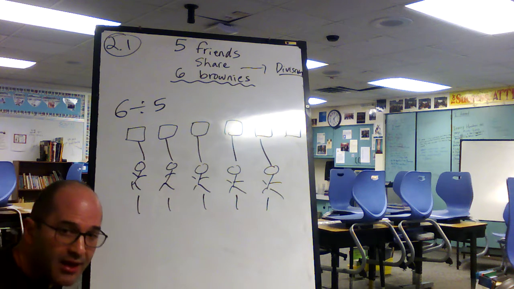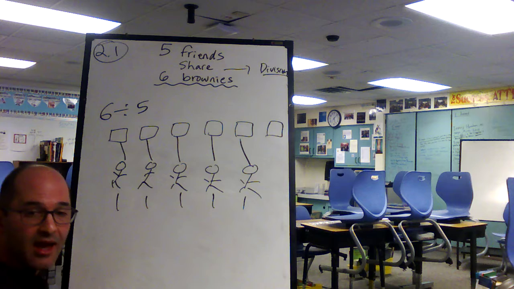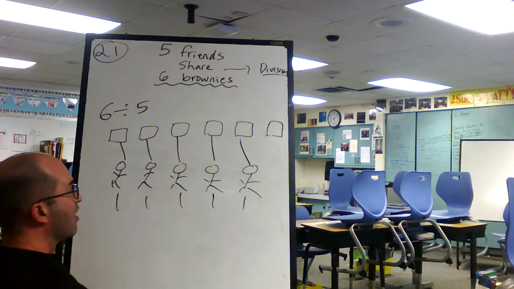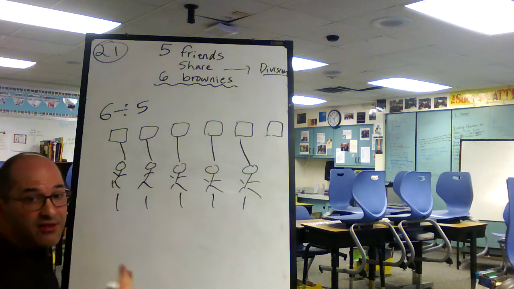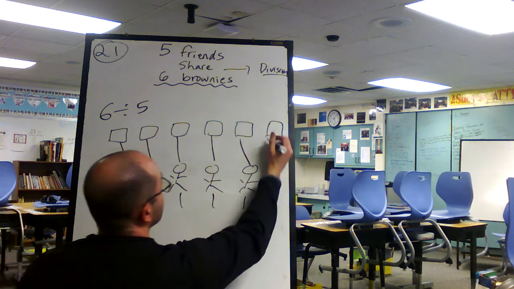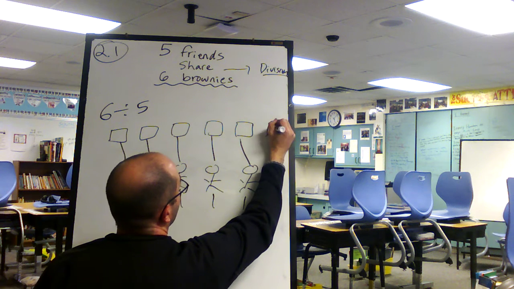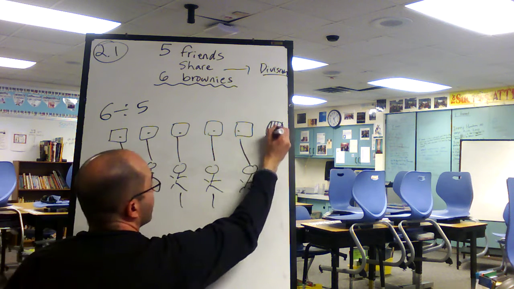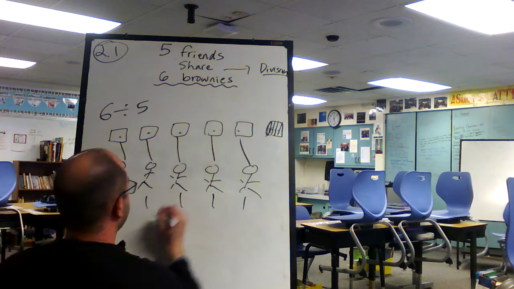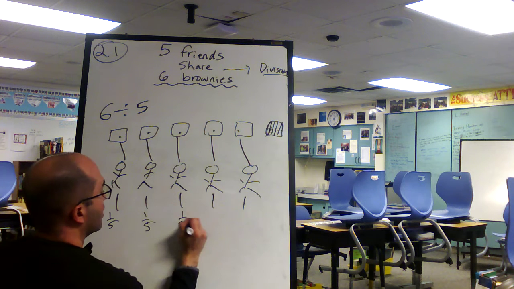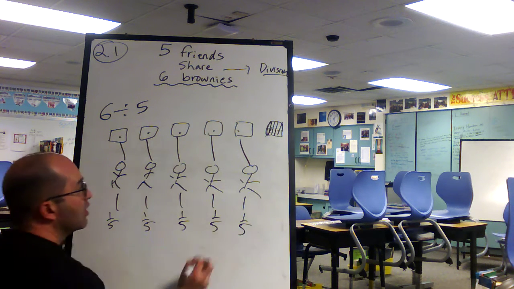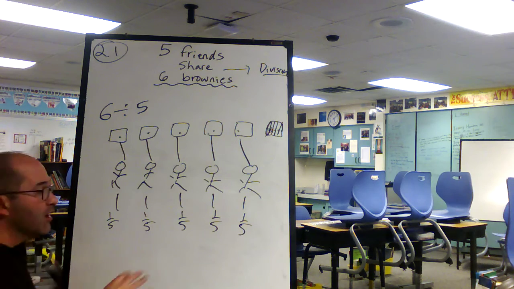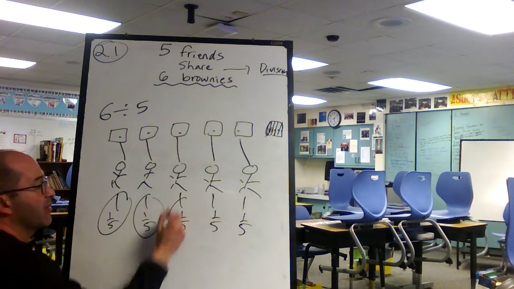So that means that everybody's going to get a whole brownie, and they're also going to get part of this 6th brownie. Well, to be fair, let's take that 6th brownie and divide it equally amongst 1, 2, 3, 4, 5 friends. So everyone's going to get the whole brownie here, and 1/5 will go to you. 1/5 will go to you, 1/5 goes to you, and 1/5 goes to you. And that makes sense because there's 1/5, 2/5, 3/5, 4/5, 5/5 left over that goes to each friend. So each friend would get 1 1/5.